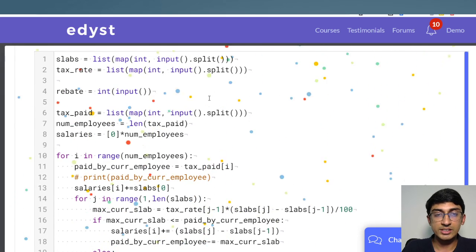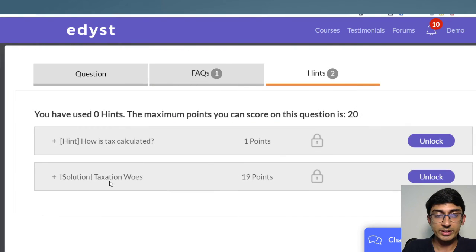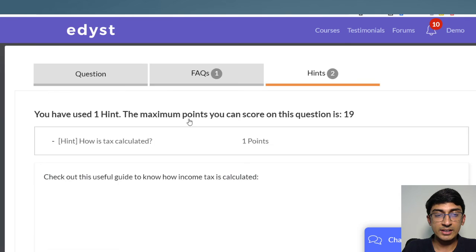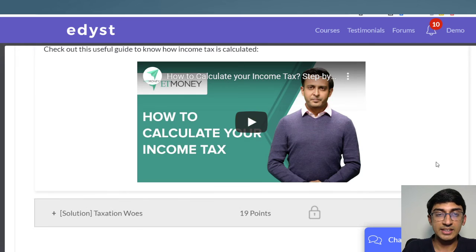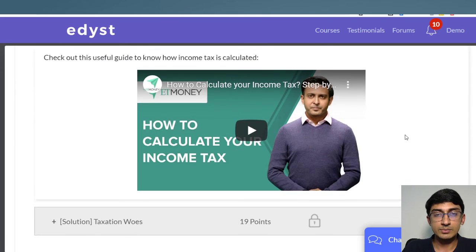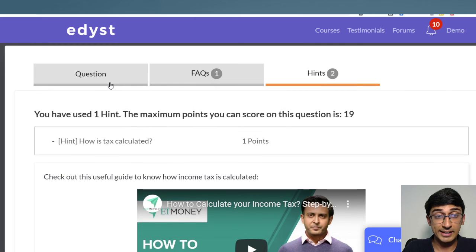If you want this exact code and how it works, you can just go to the hint section. You will get the solution part here. I'll actually unlock this hint for you. Right, let me unlock this. What you'll get is a useful guide to how income tax is calculated. This is from an Economic Times podcast, very well done, and even I referred to this one when I wanted to understand more about income tax. So I think you will also benefit from it. You can unlock it here, or just go to YouTube and type ET money how to calculate income tax.